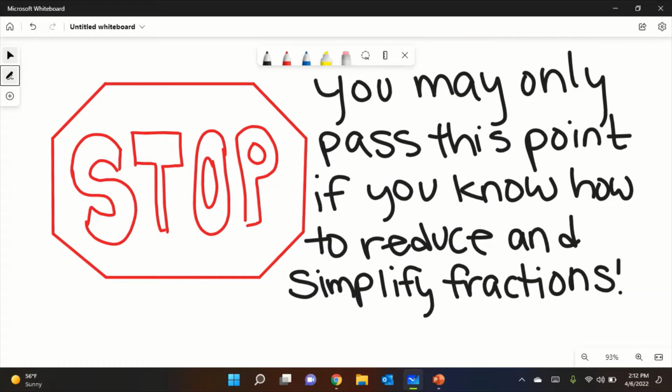Before you watch this video, please know that what we're about to do is only truly understandable if you understand how to reduce and simplify fractions, how to cancel items in the numerator and denominator, how to divide the numerator and denominator by a common factor in order to make a fraction smaller. If you do not understand how to do those things, please revisit those concepts and then come back to this video.